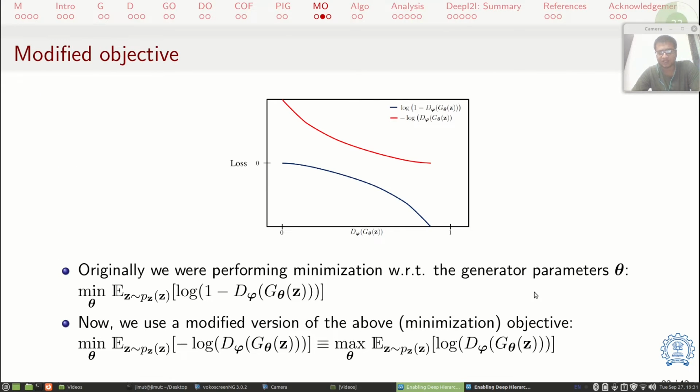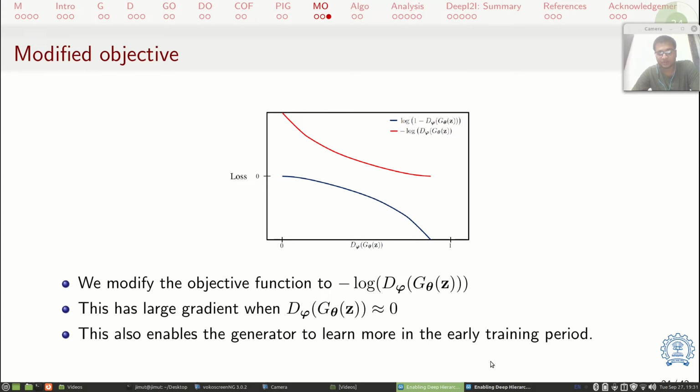So now we need to modify the objective. Originally we were performing minimization with respect to the generator parameters theta, that is this term. Now we use a modified version of the above minimization. So we minimize the expectation over z sampled from pz of z of minus log of this term, which is maximizing this term. So we modify the objective function to this term. This has a large gradient when d phi of g theta of z tends to 0. This also enables the generator to learn more in the early training period.